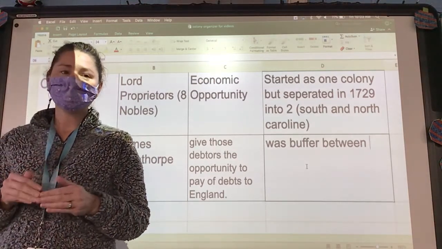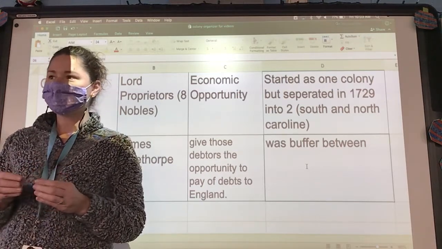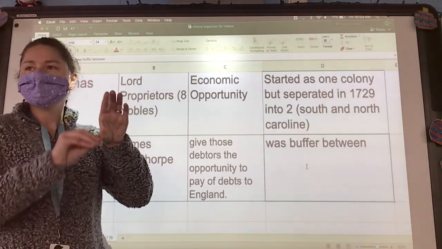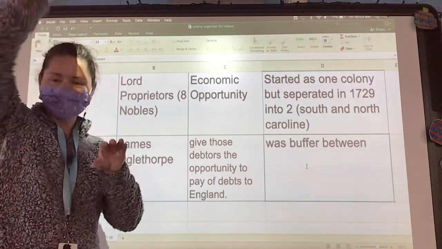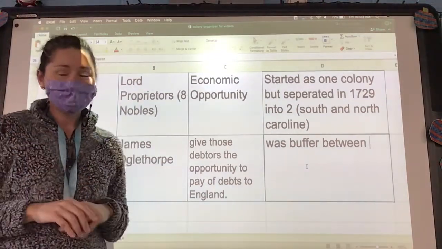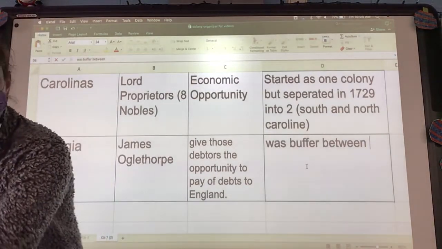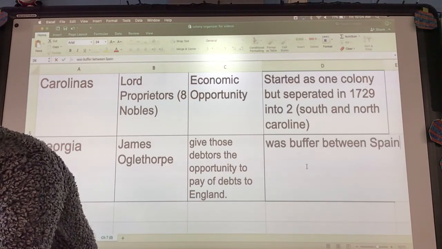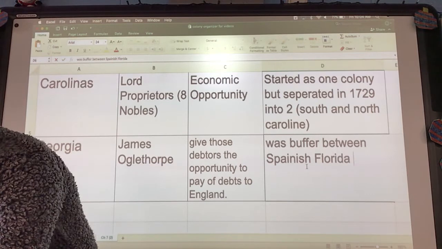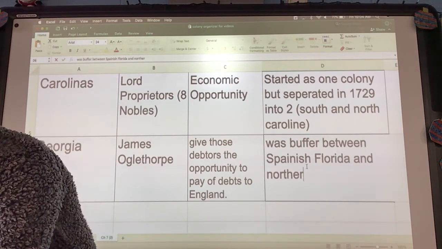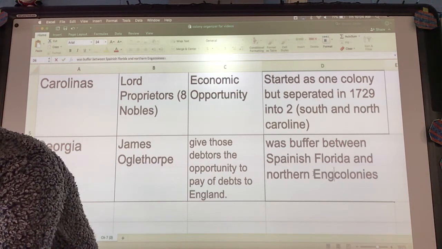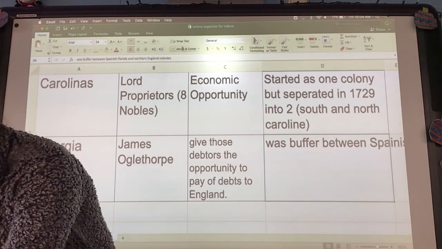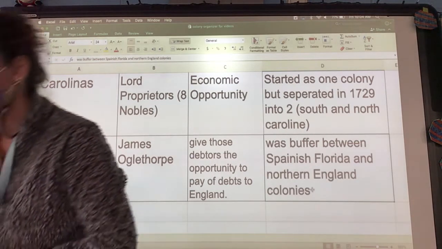Right. So below Georgia is Florida. Spain owned that. That was Spanish Florida. And Georgia was that spot in between. So in order for Spain to get to some of their more developed colonies, they would have to drive through there. They had to get through Georgia first. They weren't driving, but they were getting there somehow, right? It was a buffer between Spanish Florida and the northern English colonies. They had an army there. So England didn't want Spain to surprise attack, and they had that colony in between.